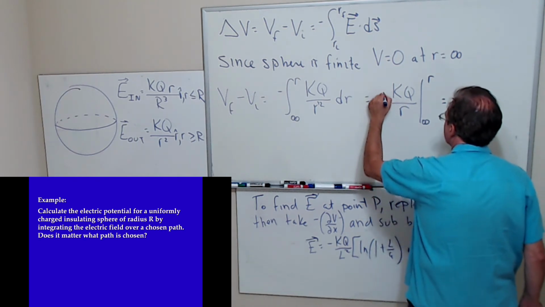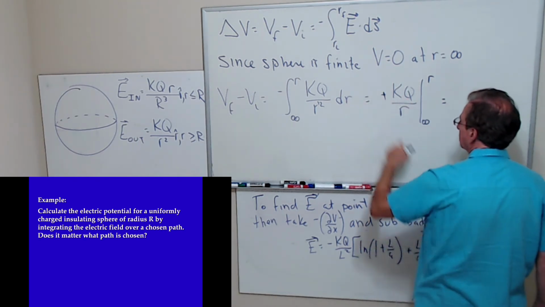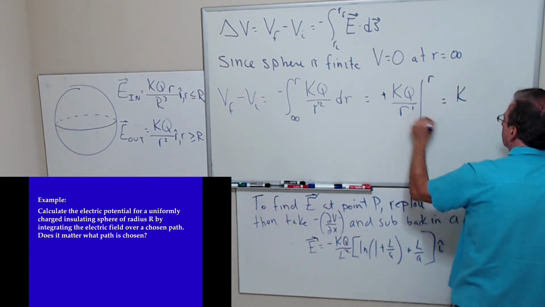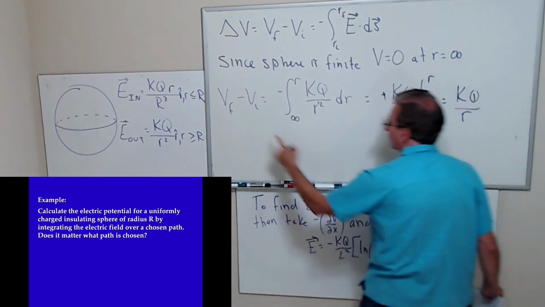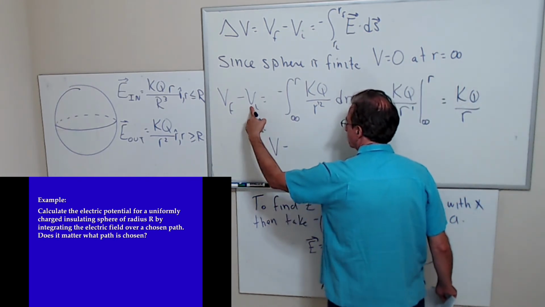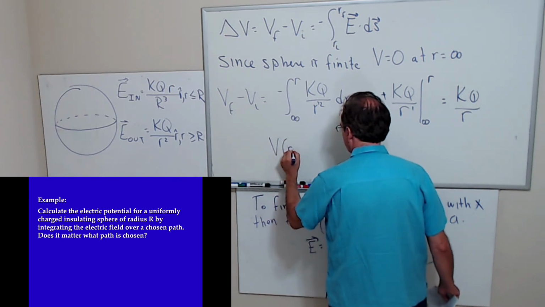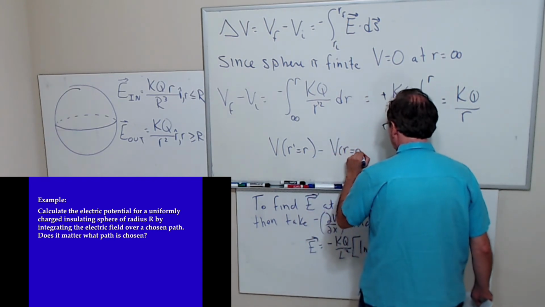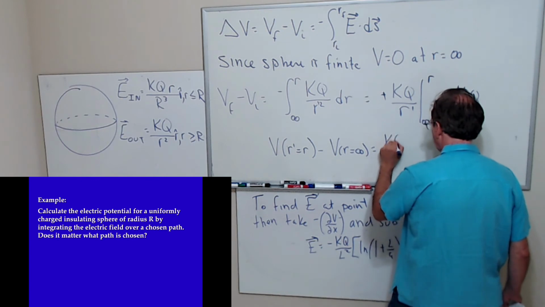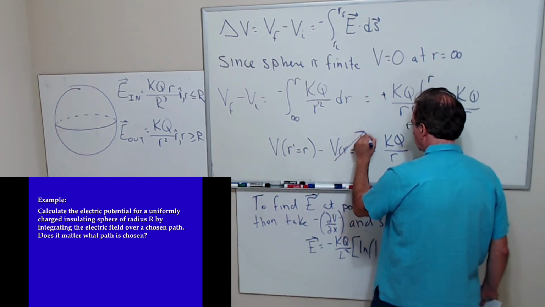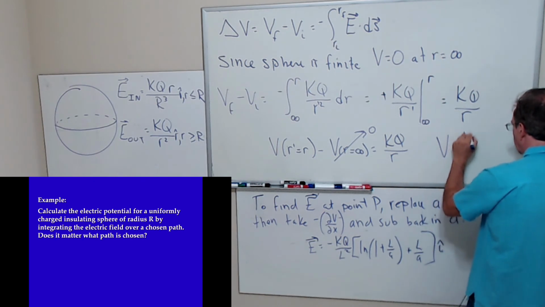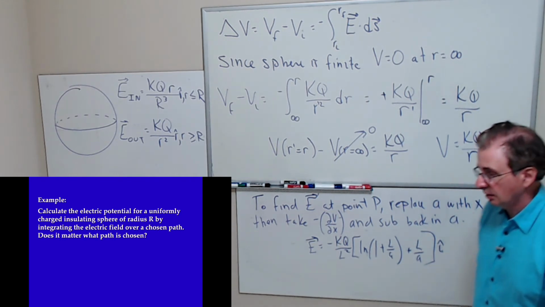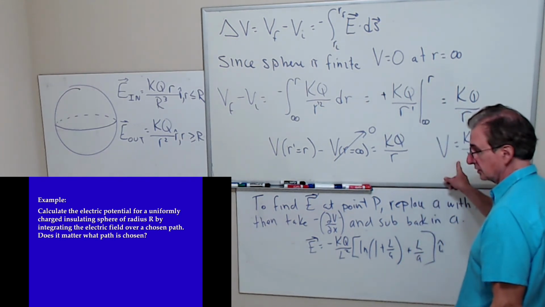Which is plus, sorry. When I integrate, I got another sign. And so this is going to give me kQ over r. And so V final minus V initial. The initial is the value at infinity. This goes to 0. But everywhere outside the sphere, that's what the electric potential is.